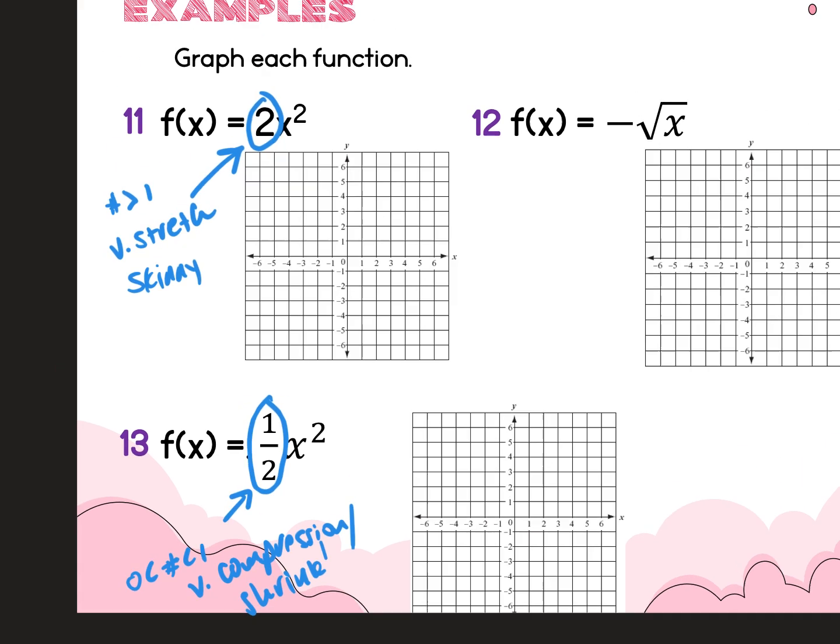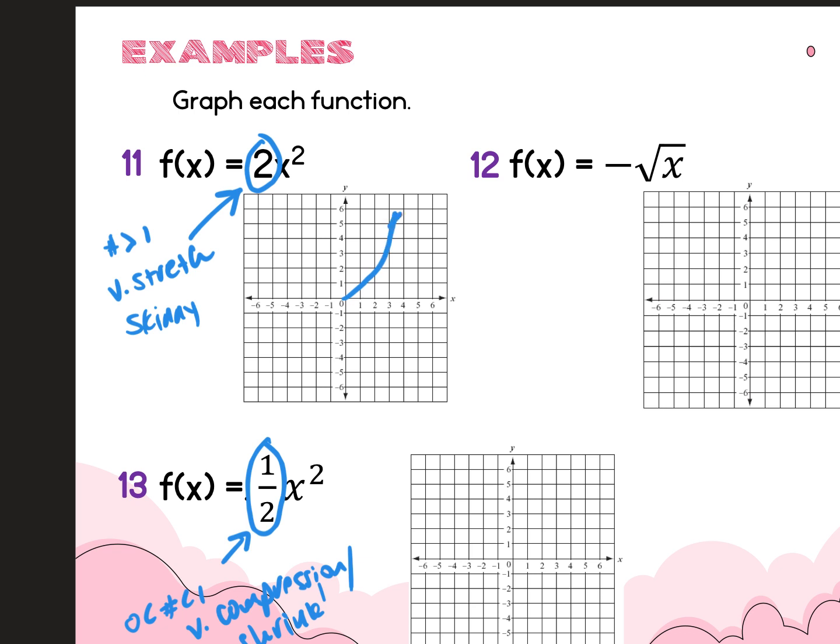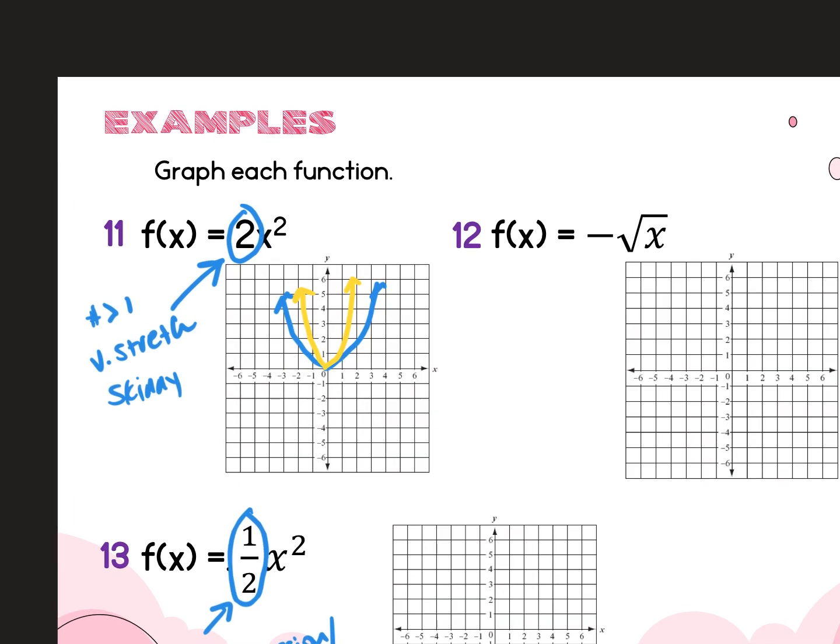So if my normal parabola looks like this, and we'll plug in values here so you can see it. If you have a vertical stretch, it's going to be skinnier. It's going to be more like this. All right, let's think about our table of values just to compare so you guys can see.